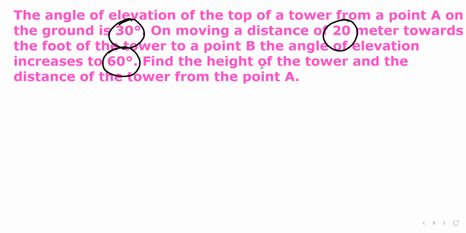Here in the question, whatever is given, we have to observe: the angle of elevation of the top of the tower from the point A is 30 degrees, on moving a distance of 20 meters.